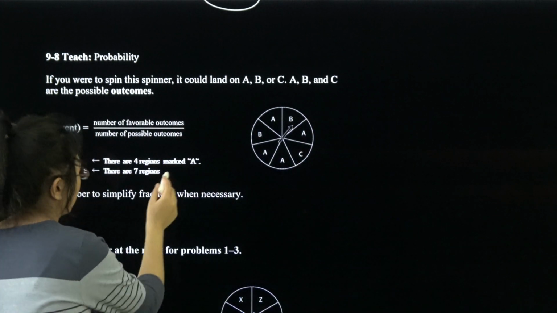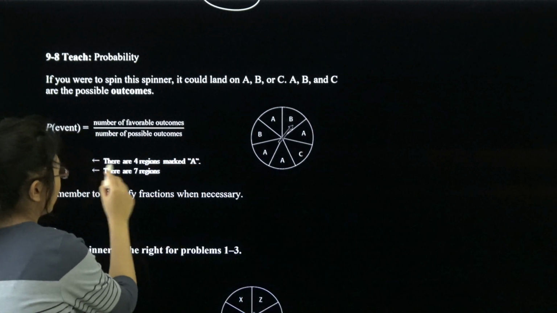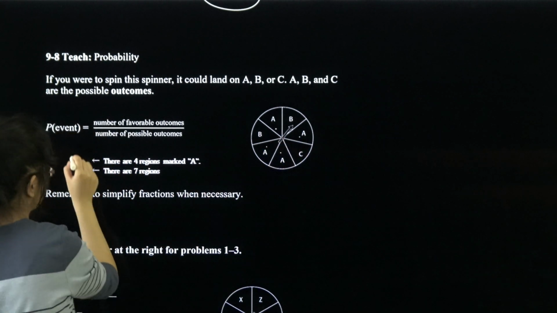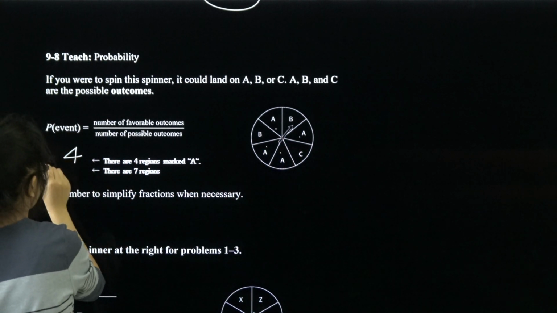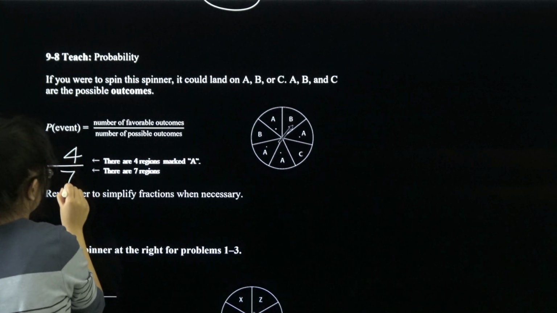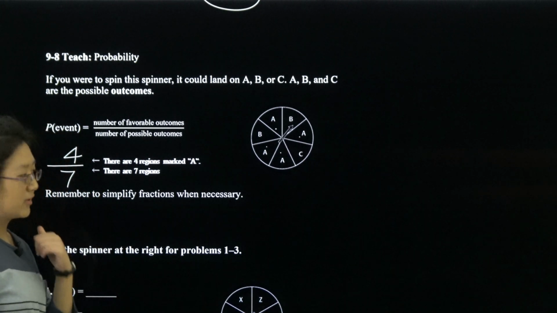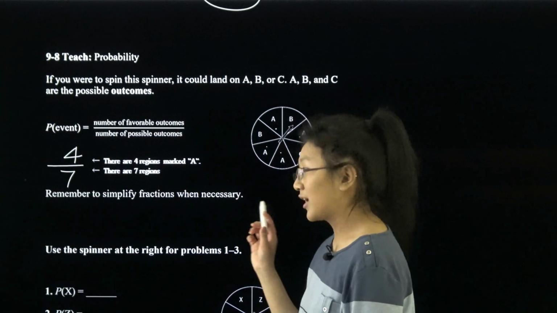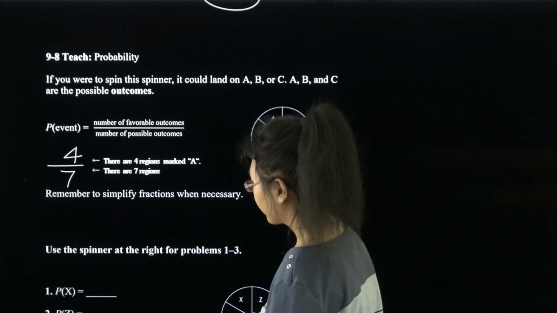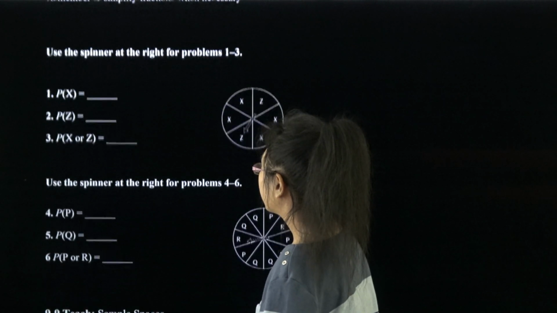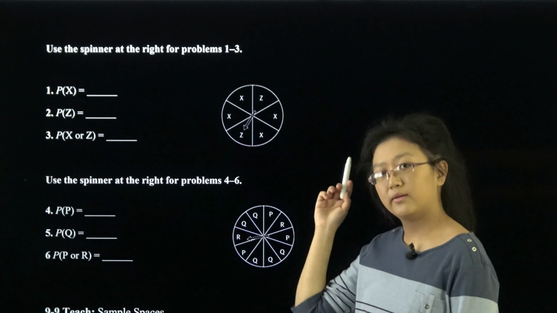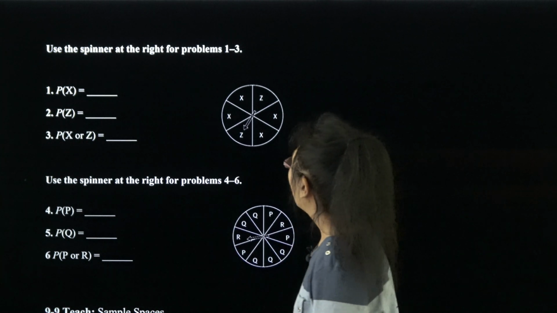So in this one, for example, for A, there are 4 regions marked A. And there are 7 regions in total. So the probability of the spinner landing on A would be 4 over 7. Pretty good of a probability. And remember to simplify the fractions when necessary. Let's do this. Use a spinner at the right to solve problems 1 to 3.